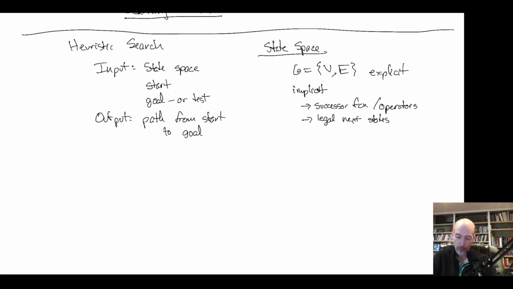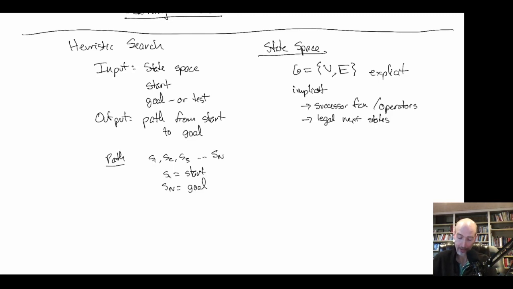Okay, now our goal is to return a path. So a path is going to be a set of states. What is a path? A path is a set of states, S1, S2, S3, all the way to Sn, where S1 is equal to the start, Sn is equal to the goal, and then depending on whether we have an explicit or an implicit state space, we have different constraints here.